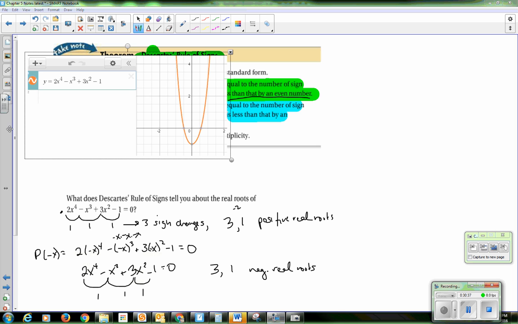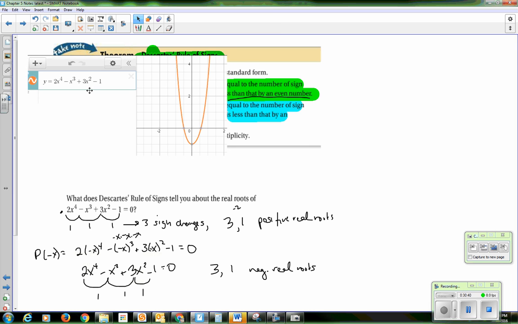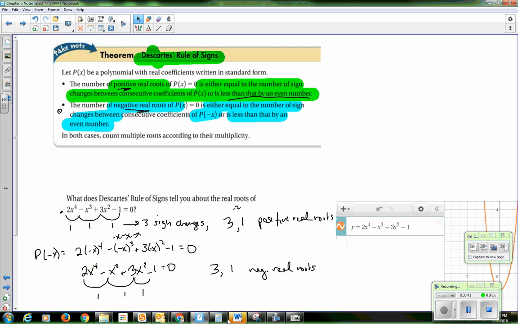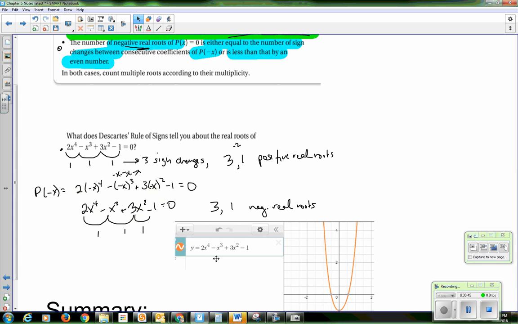All right, so when we look at the graph of our function, we see that I have one negative root, check, and one positive root, check. So Descartes' rules give you an approximation, a guess, but you have to actually dive in, verify, look. But Descartes' rule gives you a way to check that what you're doing is right.